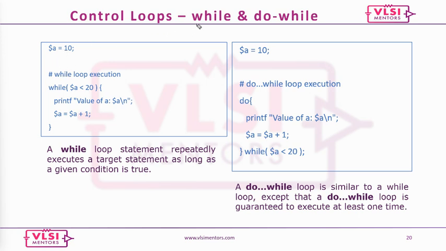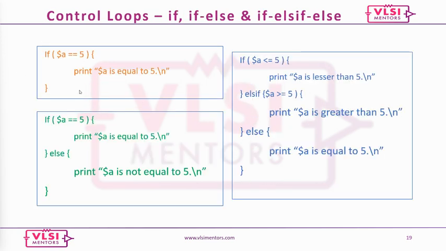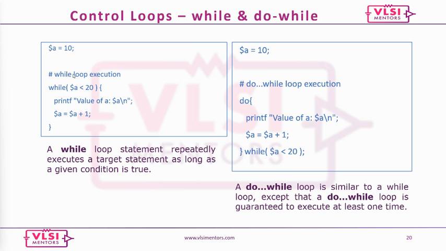Say while loop. So what is the use of while loop? While loop is basically like an if. If you look at it, it actually checks only one time whether it is true or not. Whereas while loop keeps executing as long as this is true.